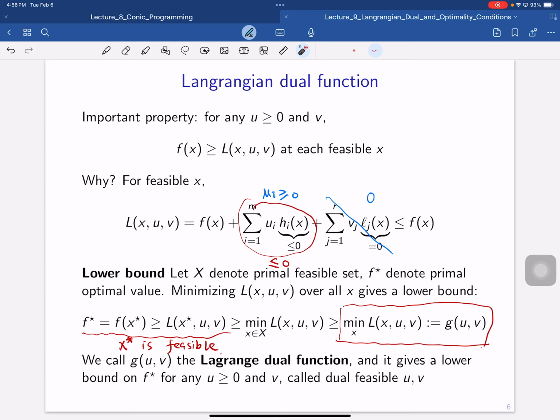Yeah, so there is no guarantee that x is feasible when you optimize this function here, but it is a lower bound.